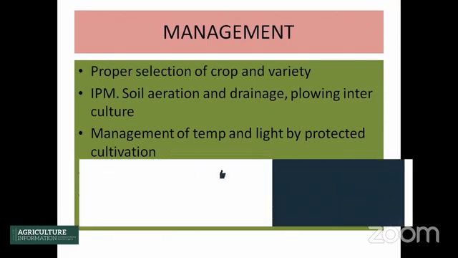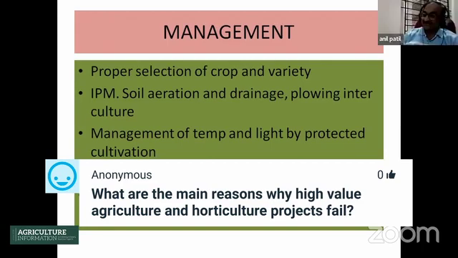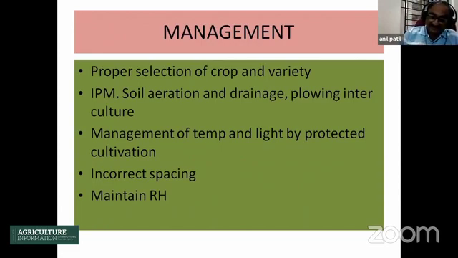And the next question is, what are the main reasons why high-value agriculture and horticulture projects fail? Good question. This is a burning topic. First of all, in the Indian situation, many promoters or farmers may not be willing to make a higher investment in infrastructure, for the simple reason that they are not sure of the return for the produce they are going to grow. They may get the produce, but they may not get good rates.